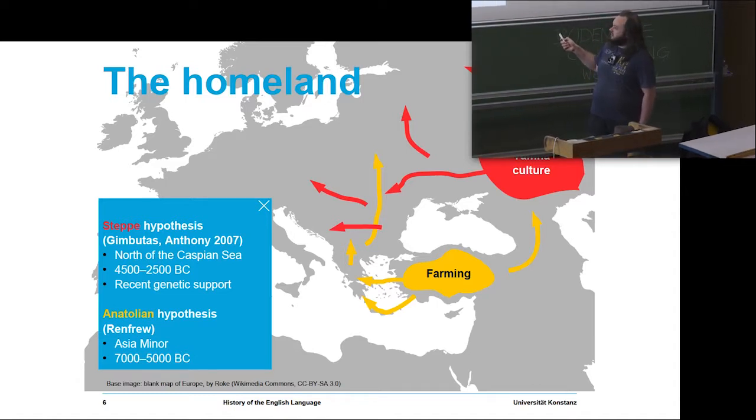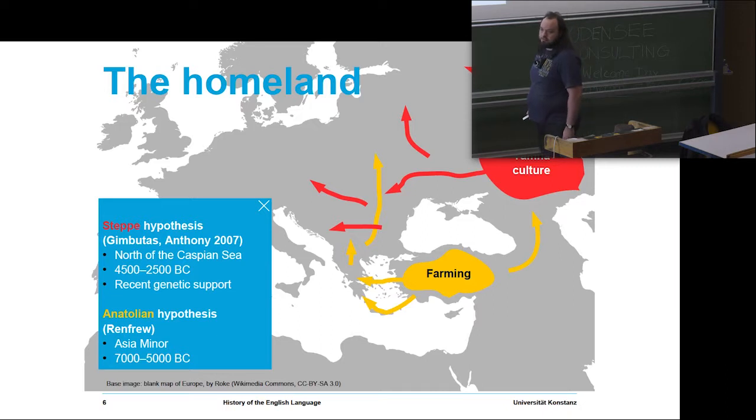This associates the Indo-European language with a culture called the Yamna culture in the Russian steppes. So this is north of the Caspian Sea. And in a time period of somewhere around 4,500 to 2,500 BC. We necessarily have to be very approximate about this. And there have been recent genetic studies that have given some support to this view.